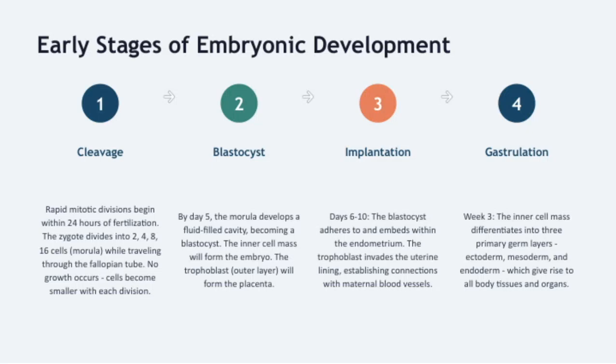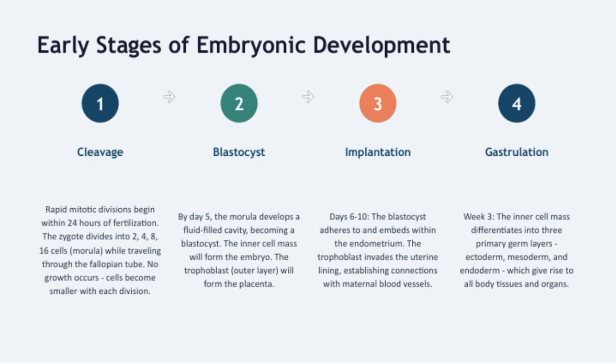Now, in week 3, the inner cell mass begins to differentiate into what we call the 3 primary germ layers: ectoderm, mesoderm, and endoderm. These layers are crucial because they will give rise to all the tissues and organs of the body. This process is a key milestone in embryonic development, setting the foundation for future growth.